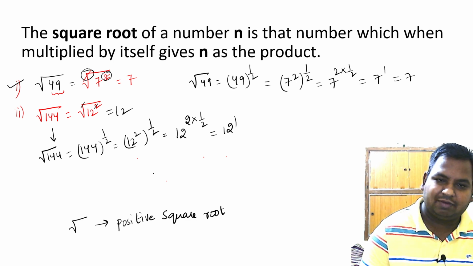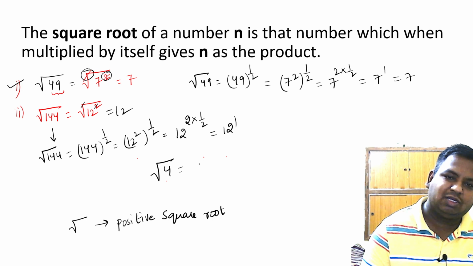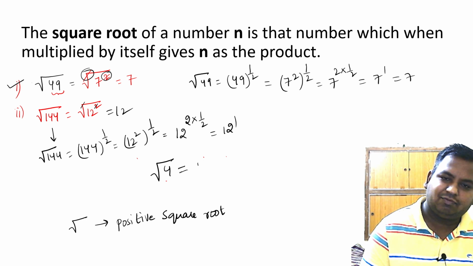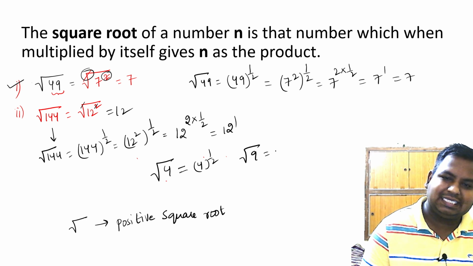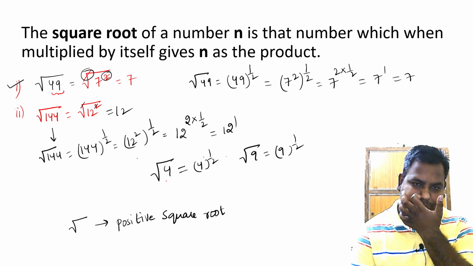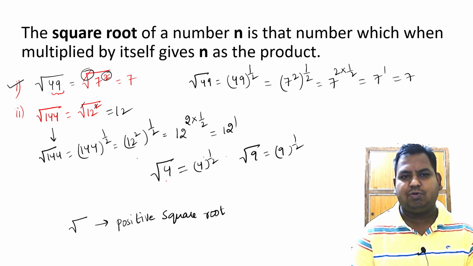For example, if you have root 4, what is the meaning of this? Root 4 is nothing but 4 power 1 by 2. For example, we have root 9. Root 9 is nothing but 9 power 1 by 2. Done? I hope the concept of square root is clear to everyone.